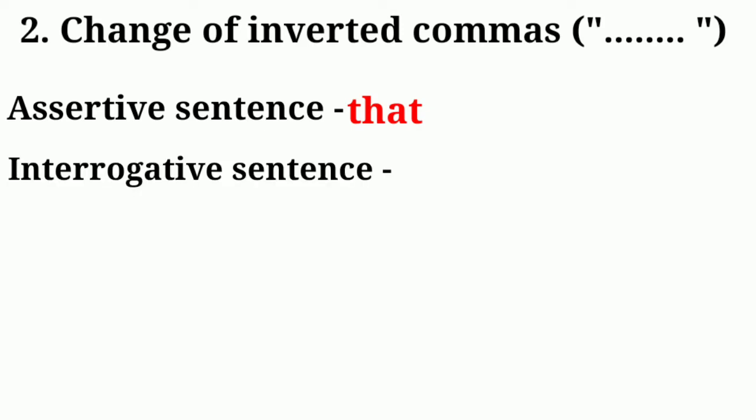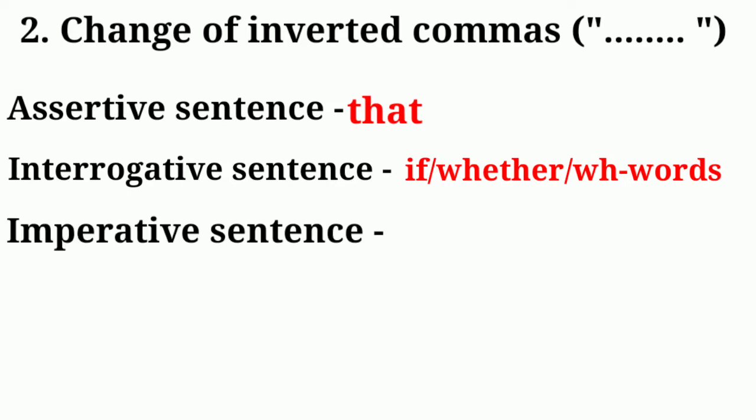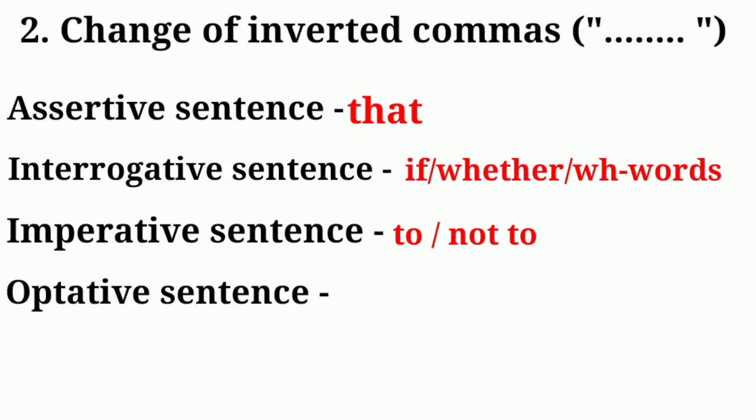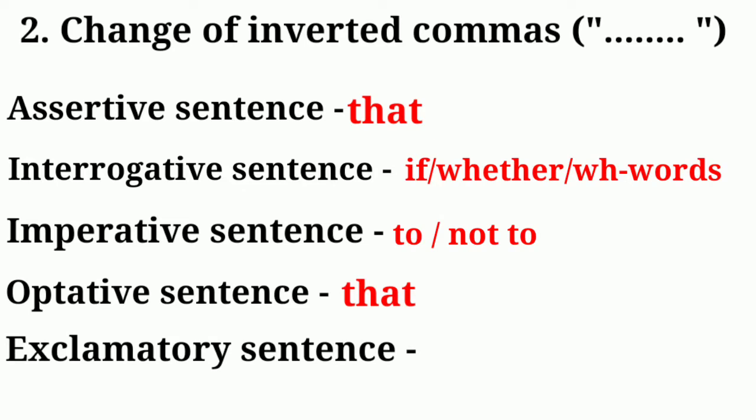In assertive sentence, when we change narration of assertive sentence, inverted comma is changed into that. In interrogative sentence, if or whether or WH words. When we change narration of imperative sentence, we write either to or not to in place of inverted comma. And in optative sentence, inverted comma is changed into that. And the final one, exclamatory sentence. Here also, for changing from direct to indirect speech, we write that in place of inverted comma. Thus, in different kinds of sentences, we bring out different words in place of inverted commas while changing narration.